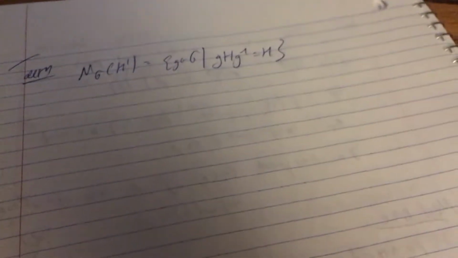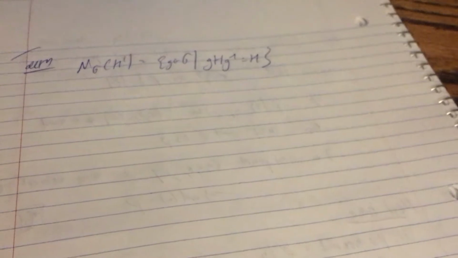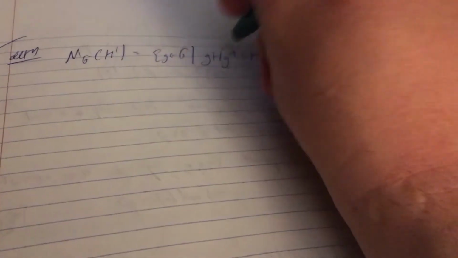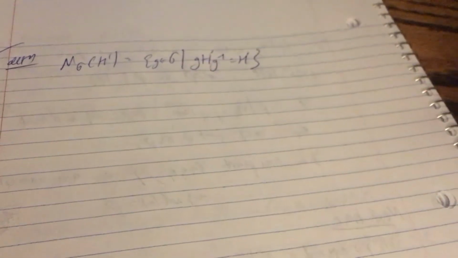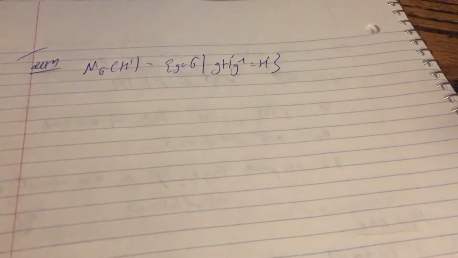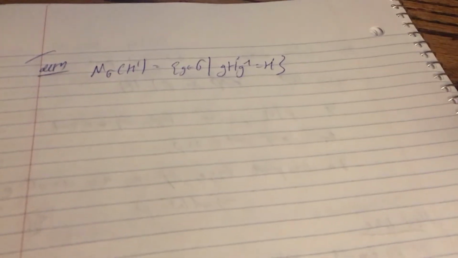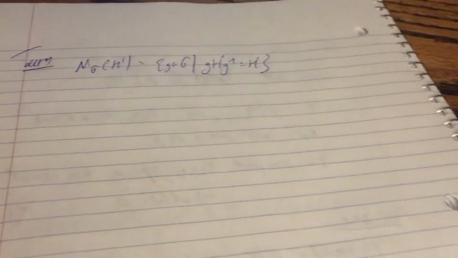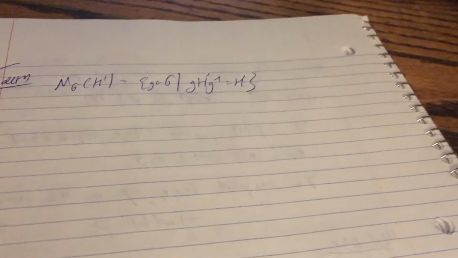Okay, so the normalizer is the set of things in G that, I'm calling this subgroup H prime, not H, the set of things in G that take H prime to itself under the conjugation action. So it's the stabilizer of H prime under the conjugation action. So it's a subgroup of G in which H prime is normal.